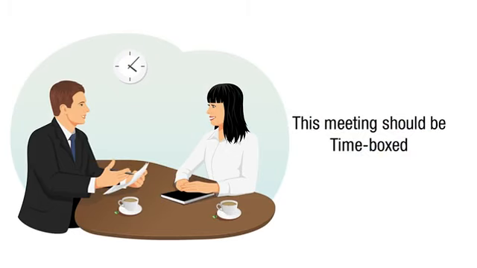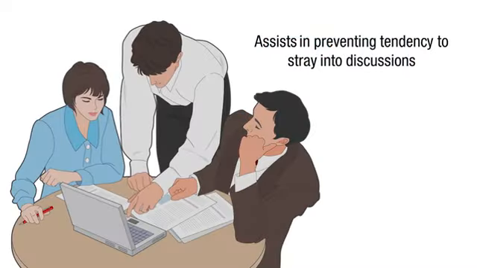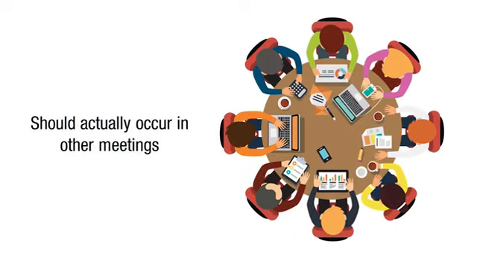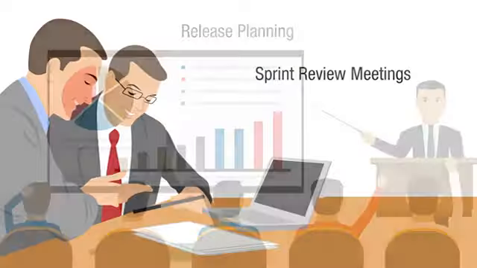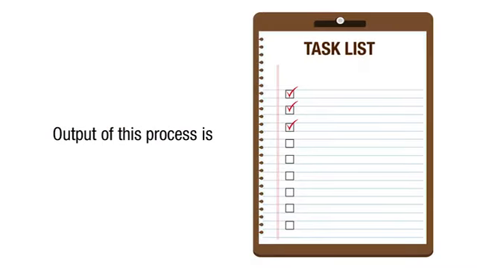This meeting should be time-boxed, with the standard length limited to 2 hours per week of the sprint duration. This assists in preventing the tendency to stray into discussions that should actually occur in other meetings, like the release planning or sprint review meetings. The mandatory output of this process is the task list.